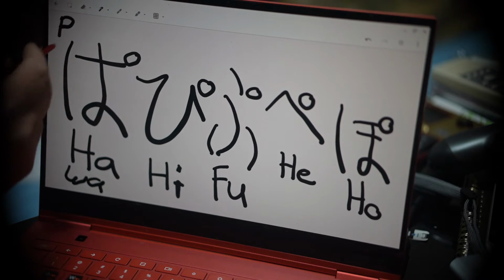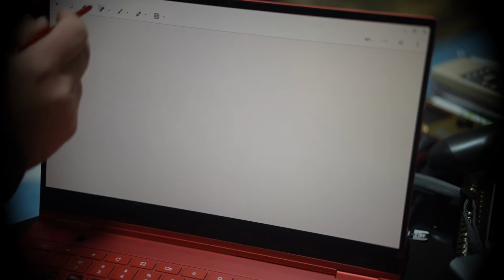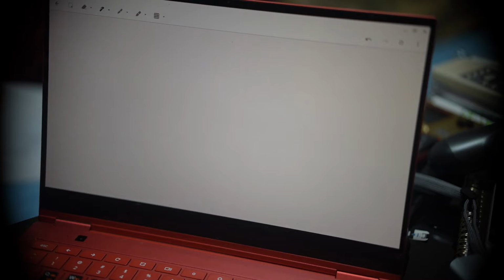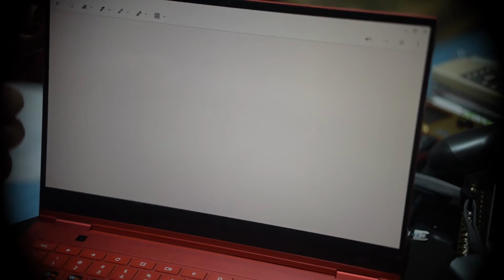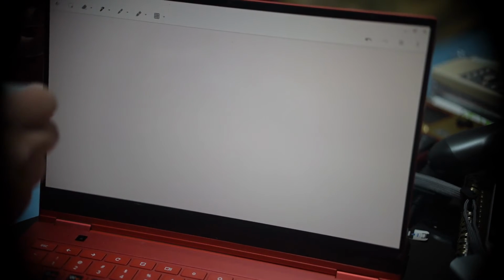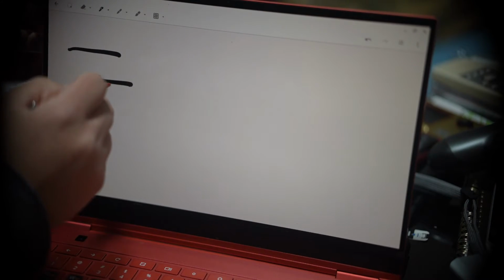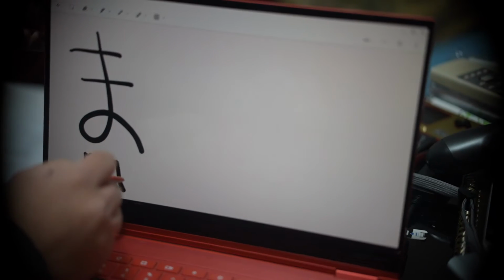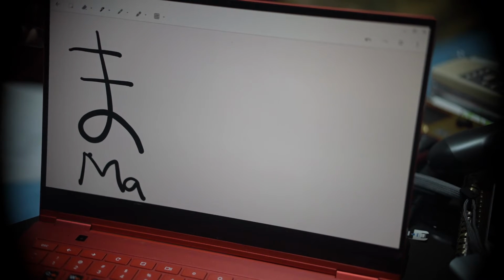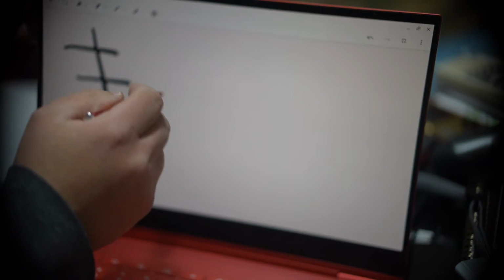All right, so that was the H's. Next, we have the M's. The M's are pretty simple. So we are done with the ten-tens. That's why the H's were kind of good to get out of the way. So 1, 2, down, up, and over, and that makes ma. So ma.